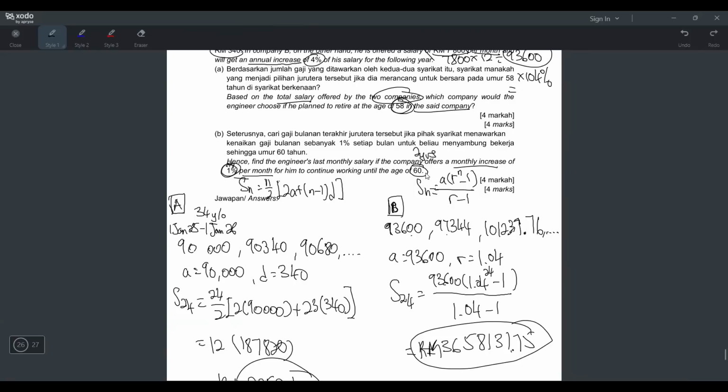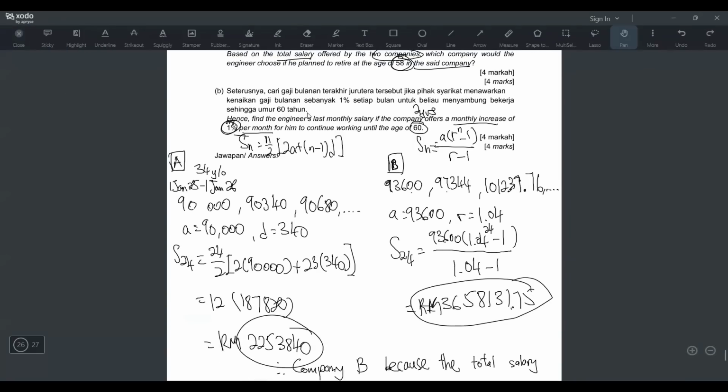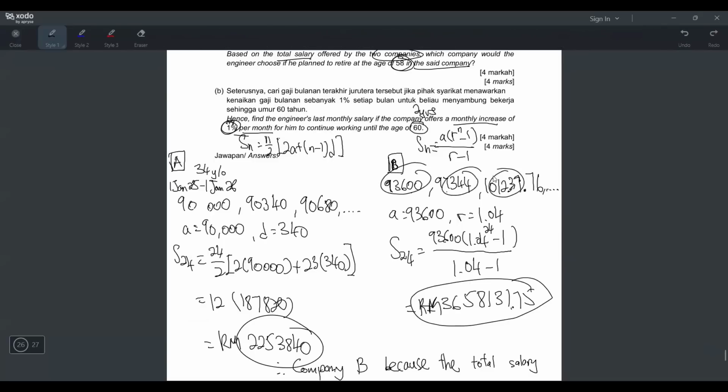So I think I need to form a new progression, and this time my progression's first term will be the monthly salary, not the yearly salary anymore, because these are all annual salaries for 1 year, right? But now I need to get it for 1 month. But what would be my first term? Okay, the first term will be T24. You know why, right?